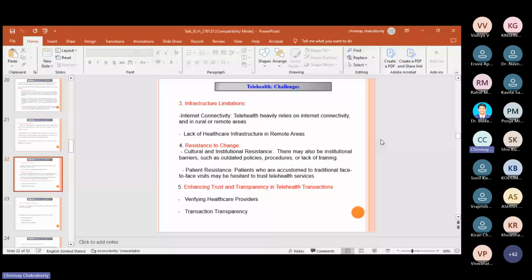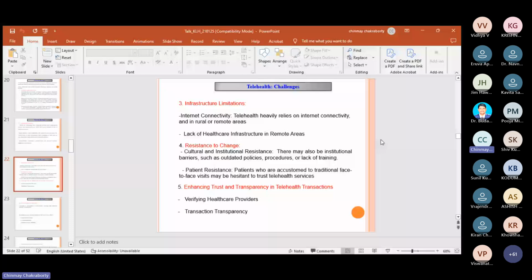Another part is infrastructure limitations, like internet connectivity. Another one is the lack of healthcare infrastructure in rural and remote areas. Remote areas are one of the biggest issues, because establishing healthcare infrastructure there requires a costly main portion.